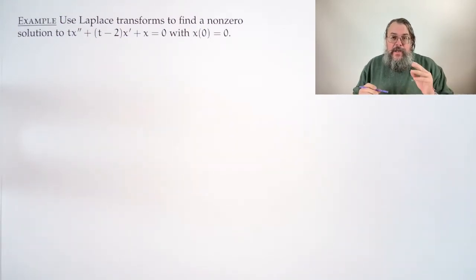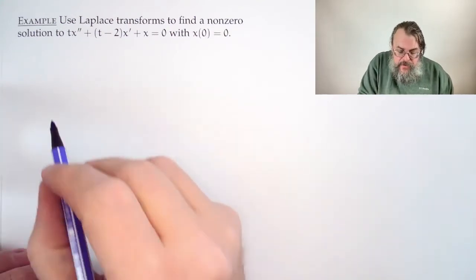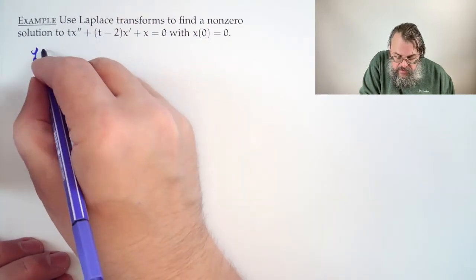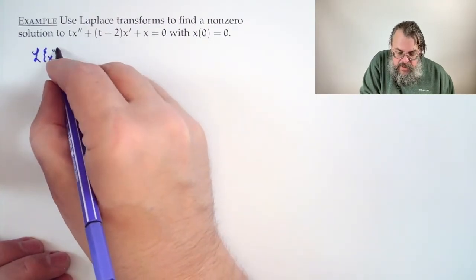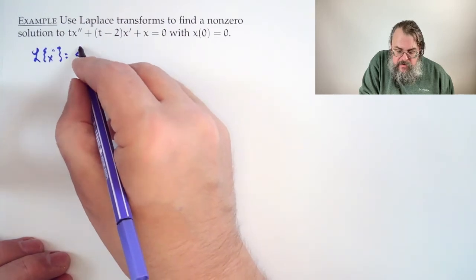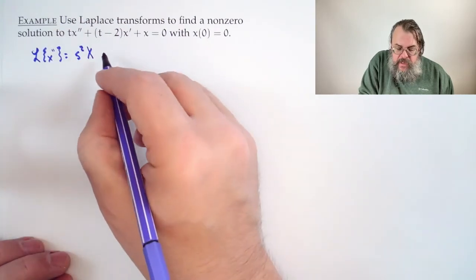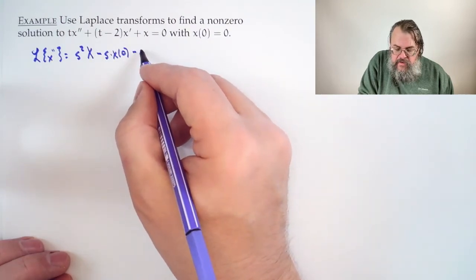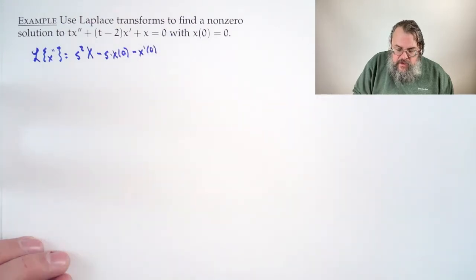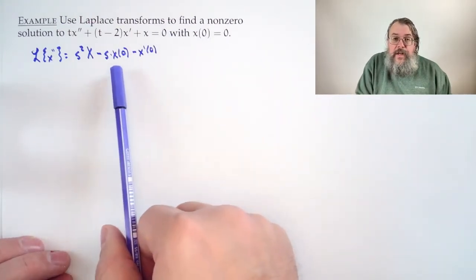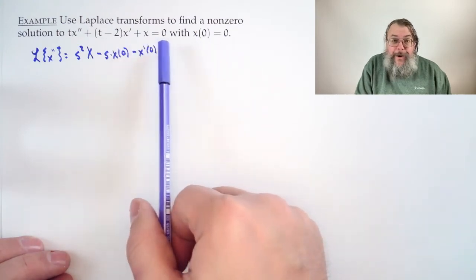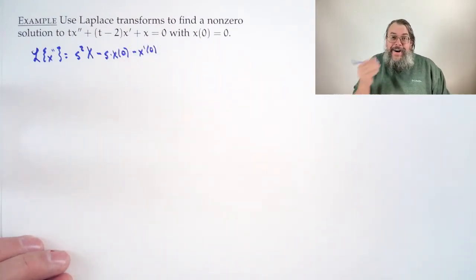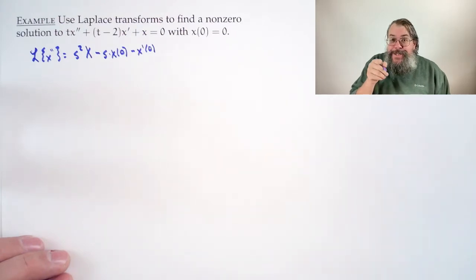Let's write down a few things just for reference. We're really going to need 3 rules to remember. The first rule is, what does the Laplace transform of just x double prime look like? Well, that's s squared capital X, minus s x of 0, minus x prime of 0. Now, the good news is x of 0 equals 0. Great. What is x prime of 0? We don't know. Oh no, did they forget to tell us? Or is something else going to happen? Stay tuned to find out.